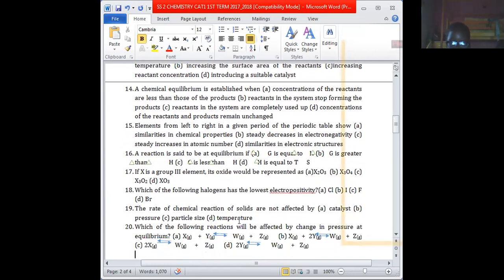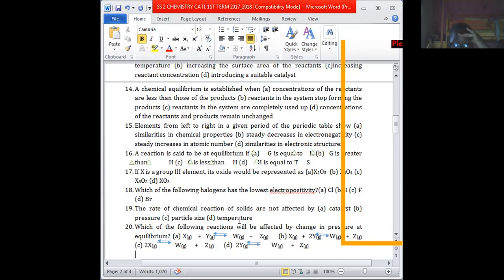The rates of chemical reaction of solids are not affected by what? A. Solids are not affected by pressure. Have you forgotten that? Pressure. I thought the pressure is only for gases, right? Yes. Okay. Number 20.